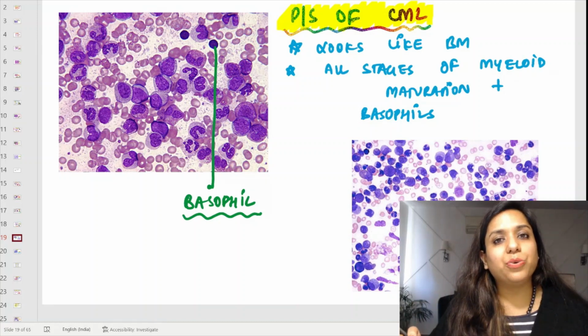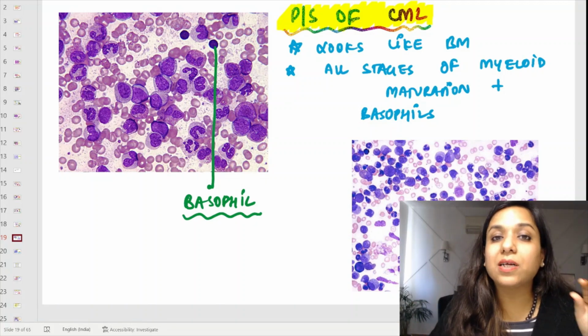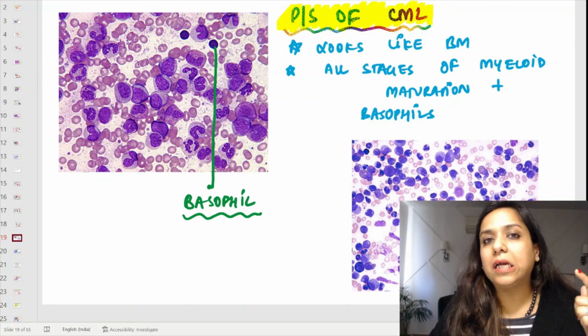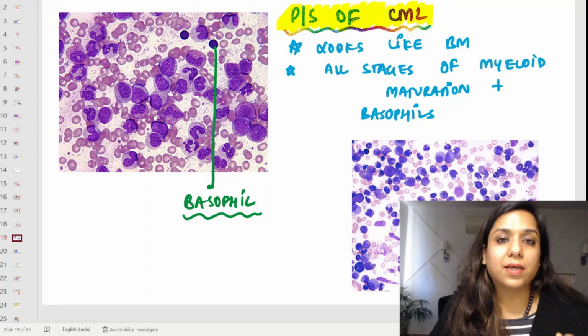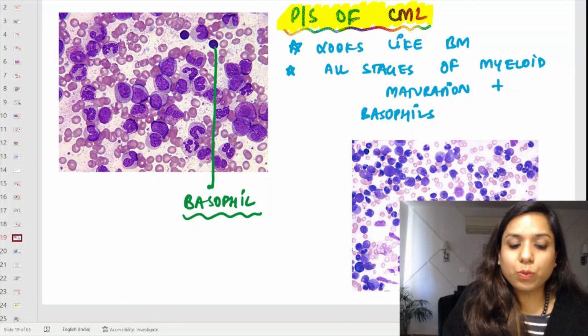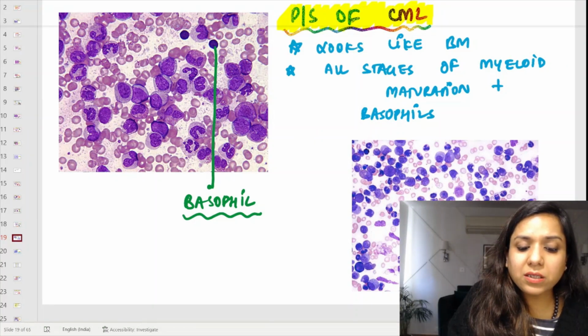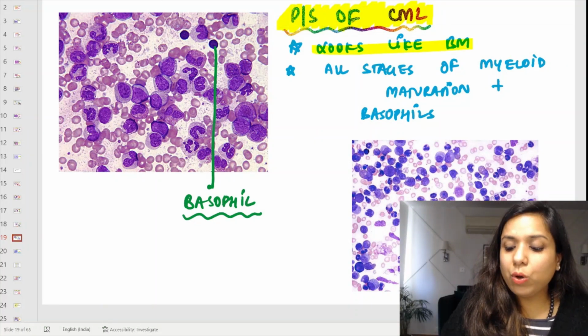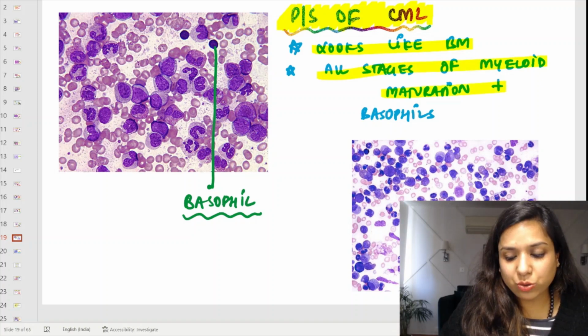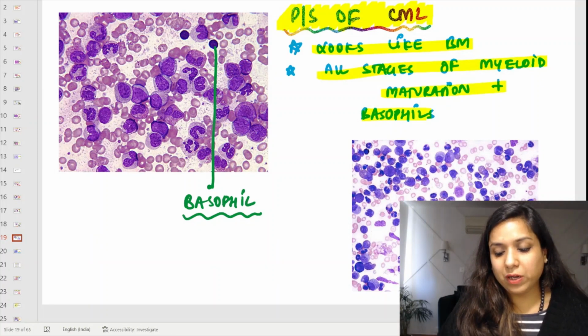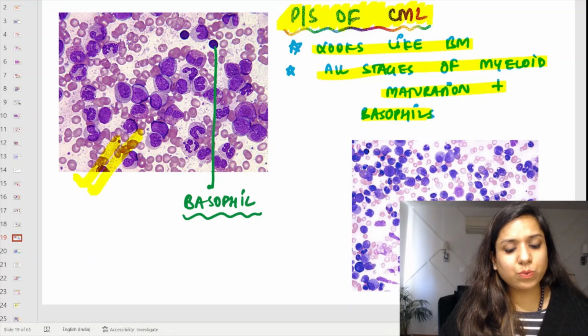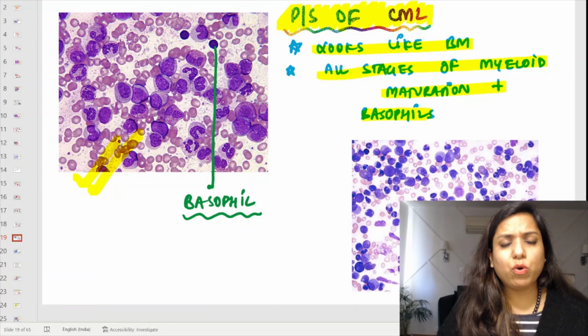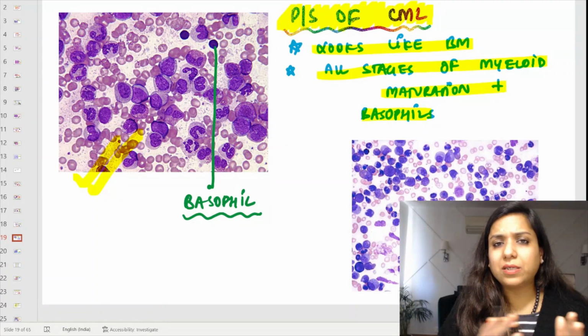So in the MCQ exam, if they tell you that the patient has basophilia, think in terms of this thing, CML or any myeloproliferative disorder, right? So peripheral smear starts looking like a bone marrow. All stages of myeloid maturation are seen along with basophilia. Can you see? The TLC is very high with so many cells, promyelocyte, myelocyte, metamyelocyte, etc.